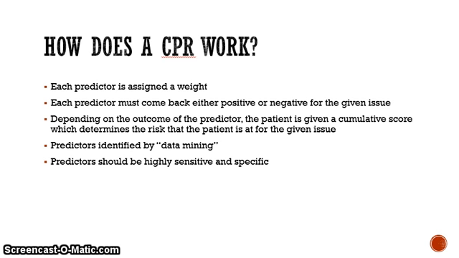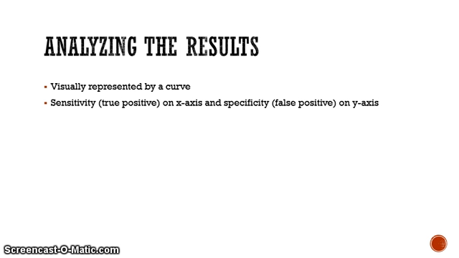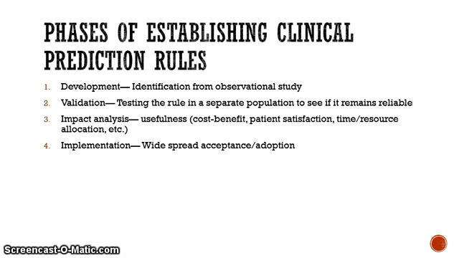And then predictors should be highly sensitive as well as specific. So basically this is just saying that they should be able to identify the highest proportion possible of patients fated to have the outcome, which is the sensitivity, as well as excluding those who will not have the outcome, which would be specificity. Analyzing the results: visually these are represented by using a curve with the sensitivity on the x-axis and the specificity on the y-axis.